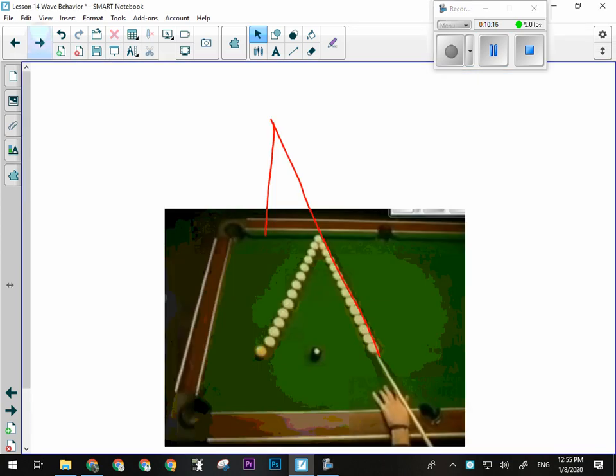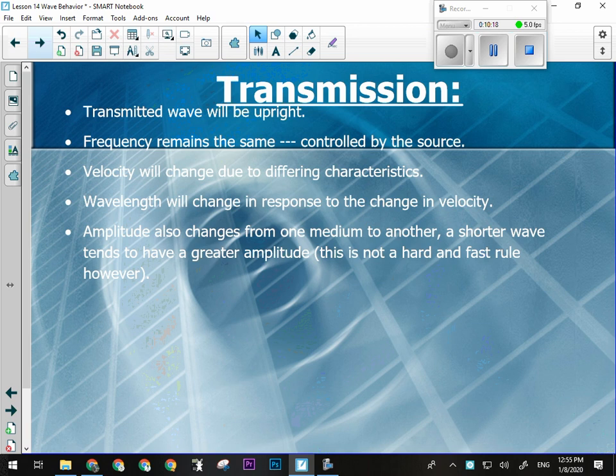Transmission. If a wave goes through and into a new medium, then it is called the transmitted wave. Transmission means it goes past the boundary and into the new medium. The transmitted wave is always going to be upright. So if I had a crest coming in, I'll have a crest going out. If I had a trough coming in, I'll have a trough going into the new medium. The reflected wave could be upright or inverted, but the transmitted wave is always the same as the incident wave.